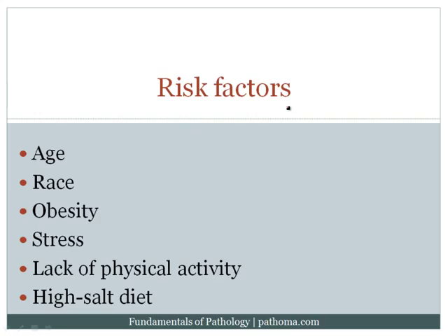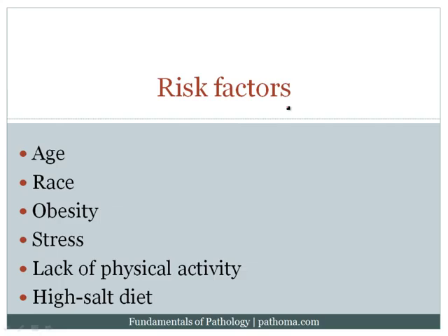For example, age is an important risk factor. We know that as people age, hypertension becomes much more prevalent within the society. Race is also an important risk factor. There's a much higher risk in African Americans, and a relatively lower risk in Asians. Obesity obviously is a risk factor. We're all well aware of that. Stress is thought to be a risk factor, as are lack of physical activity and a high salt diet.